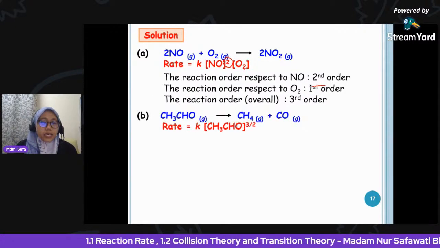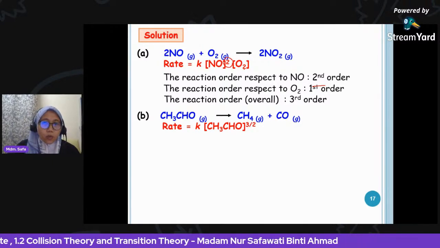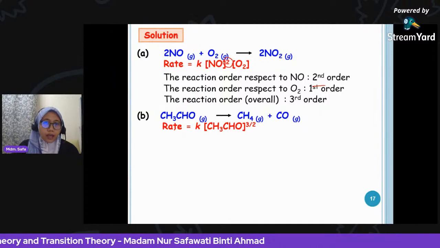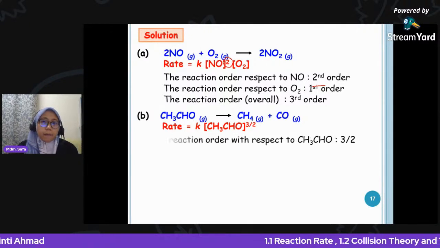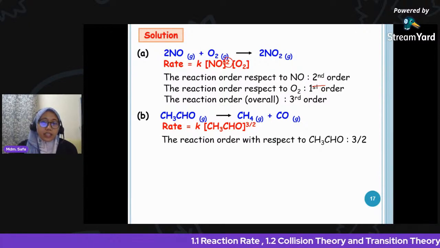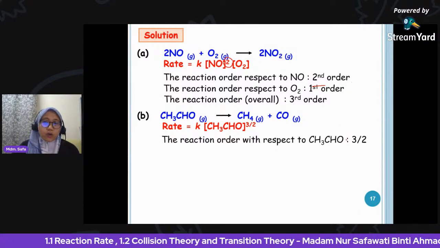Okay, B, CH3CHO produce CH4 plus CO. Okay, so your rate law given there, rate is equal to K concentration CH3CHO power of 3 over 2. So the order of the reaction, okay, the reactant CH3CHO, okay, is 3 over 2.